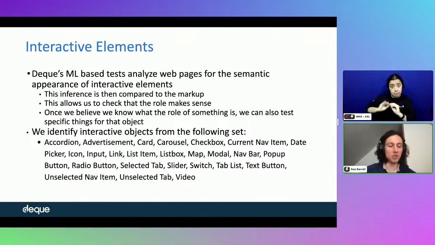And once we believe we know what the role of something is, we can test it further. If we know that something is an input, we know that it also has to meet certain criteria. So we identify interactive objects from the following set. I'm not going to read them off, but there's about 20 interactive objects that we currently identify. Like I said, probably the biggest ones are navigation items, list boxes, inputs, radio buttons, checkboxes, and text buttons.